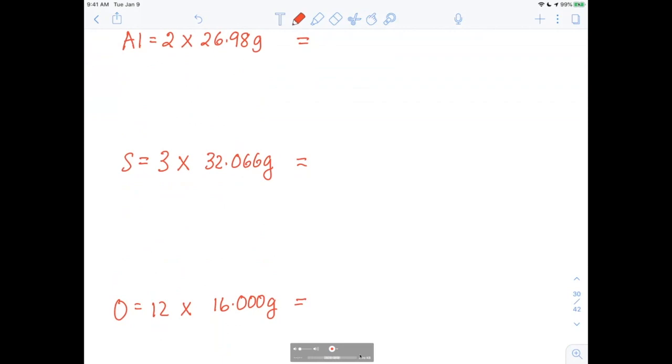From aluminum, we get 2 times 26.98, 53.96 grams. And from sulfur, we get 3 times 32.066, which is going to be 96.198 grams. And from 12 oxygens, we get 192 grams. So before we add this up, you can see which element contributes the most, right?